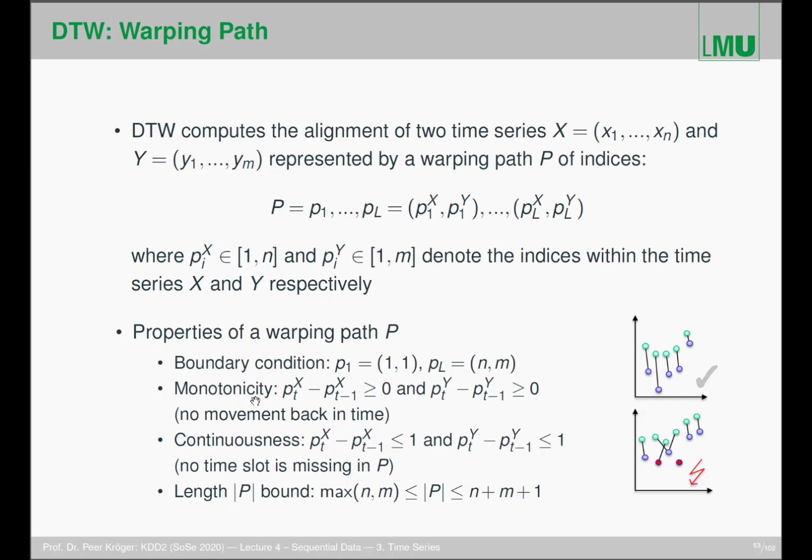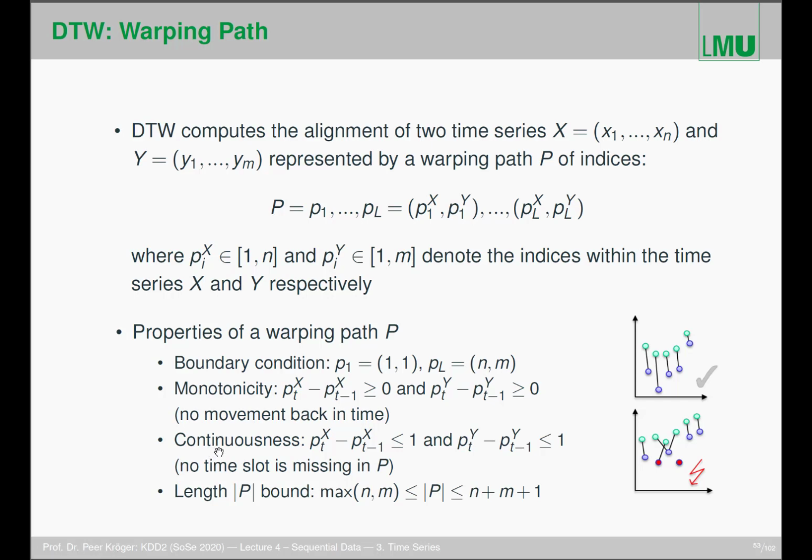The monotonicity states that we have no movement back in time. So this is the consecutive, or this is the previous time slot to this one here. So if you take the minus here, that's greater or equal than 0. So the p's are those indices here. So either for X you stay from one index in the path at the time slot you are, or you go one further, but not back in time. And the same for Y actually.